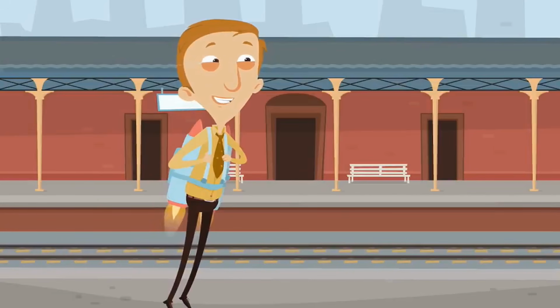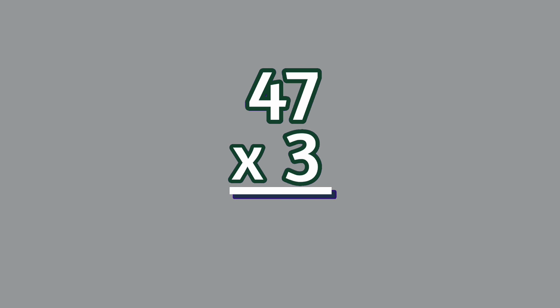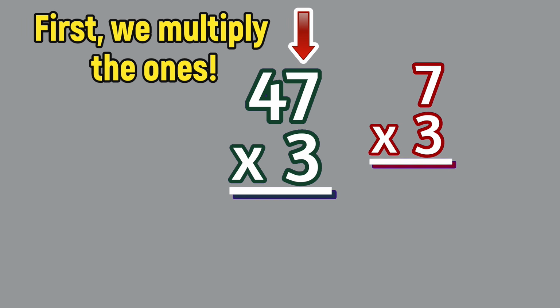Hey, let's practice regrouping with one more problem, and then we'll be ready to take things to the next level. How about 47 times 3? We make sure everything is lined up by place value, and we're ready to go. First, of course, we multiply the ones. What is 7 times 3?